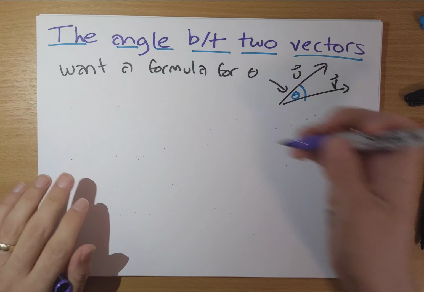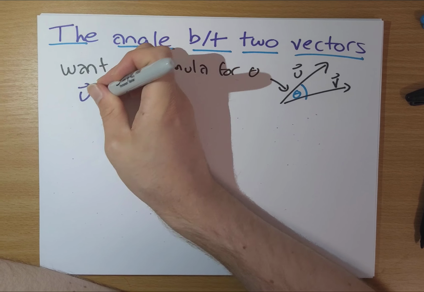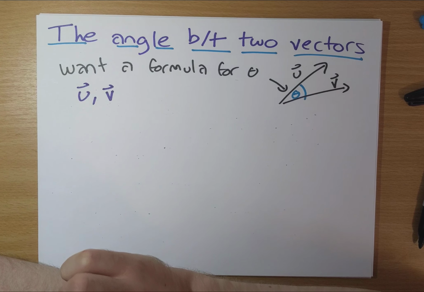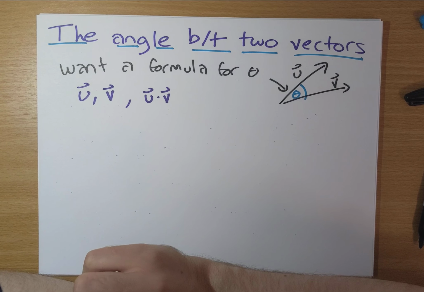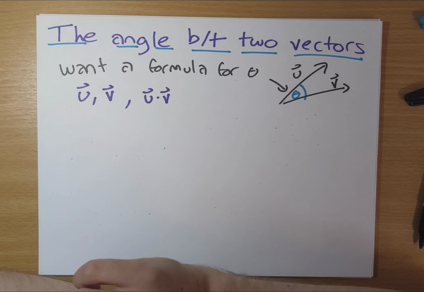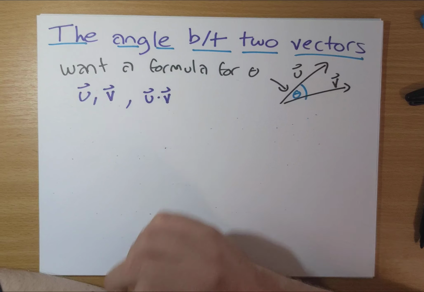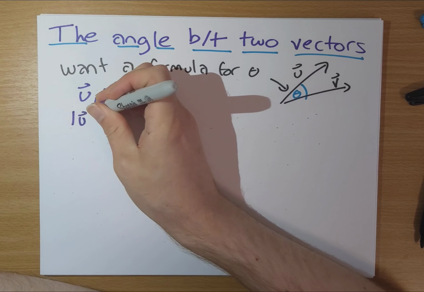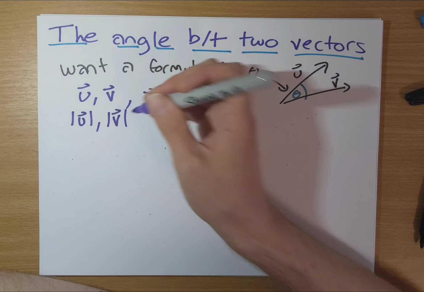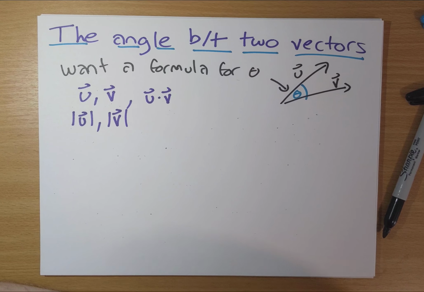What things are we allowed to use if u and v are vectors? So obviously we can use u and v. This is a section on the dot product. What will the dot product tell us about the angle between them? So we can use u dot v. And really, vectors u and v, one piece of information we can get from them is, of course, the length of the vectors. So I'll add the length of u and the length of v to our list of things that we can use in our formula.